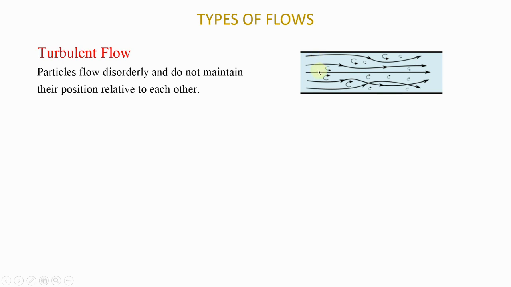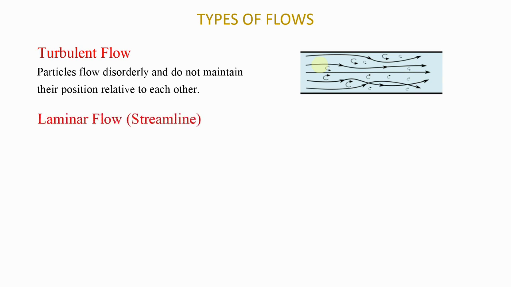And so for that reason, you can see as the fluid is flowing through the pipe, these particles are not maintaining the same position relative to each other. And so it is a flow that is disorderly, and for that reason we will refer to that kind of a flow as a turbulent flow.